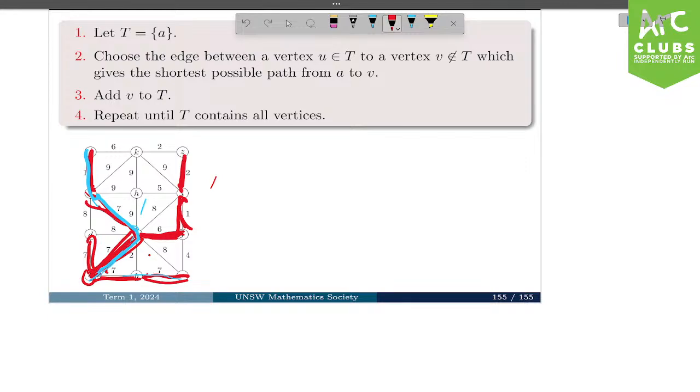But actually, when we get to the 7, 6, 1, 2, which has distance 16, we can stop. The reason is because we found the shortest path from A to Z. If you wanted, you can continue to construct this sort of weird tree of Dijkstra's algorithm.